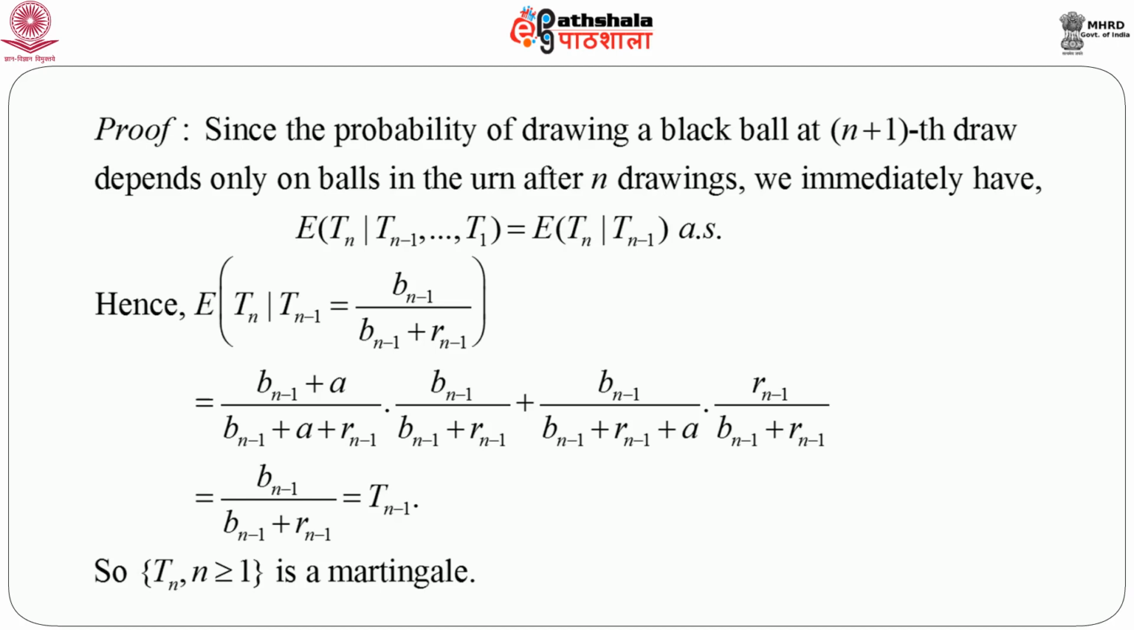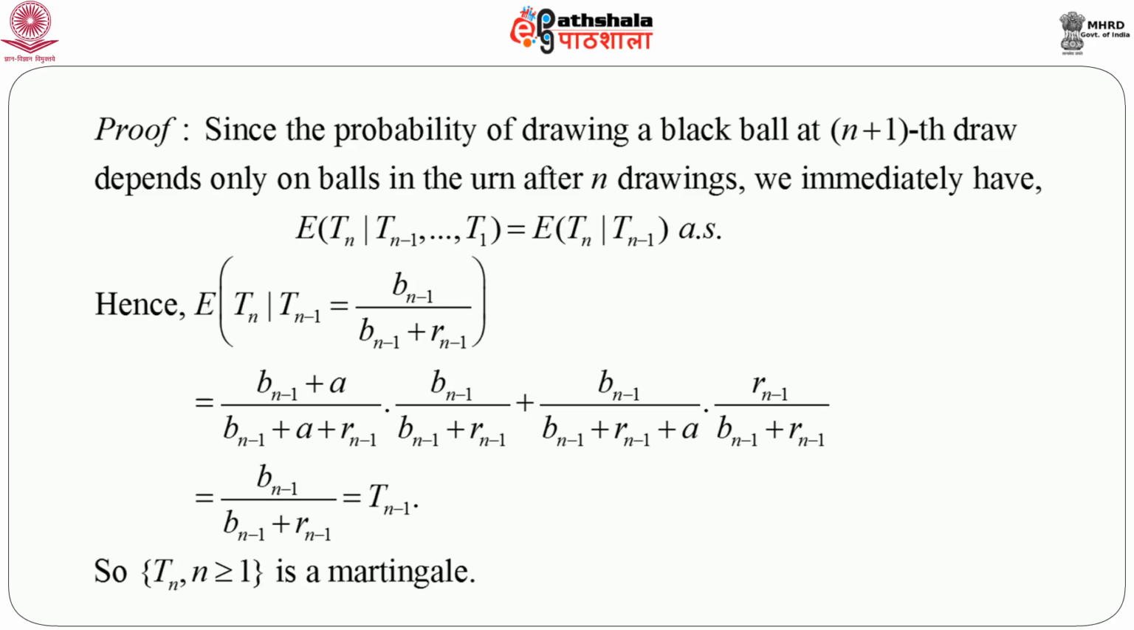How to prove this? The proof is extremely simple. All we have to show is that the expectation of Tn given Tn minus 1 is Tn minus 1. Now we know that the probability of drawing a black ball at the n plus 1th draw depends only on the balls in the urn after n drawings. Therefore, we immediately have that the expectation of Tn given Tn minus 1, Tn minus 2 up to T1 is nothing but the expectation of Tn given Tn minus 1, because all the information contained in T1, T2 up to Tn minus 2 is incorporated within Tn minus 1. So the expectation of Tn given Tn minus 1 up to T1 is nothing but the expectation of Tn given Tn minus 1 almost surely. Now let us calculate this expectation.